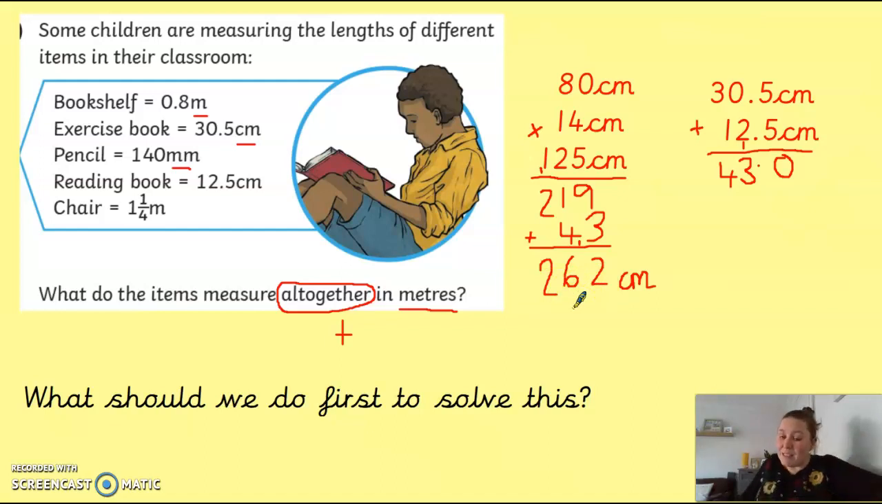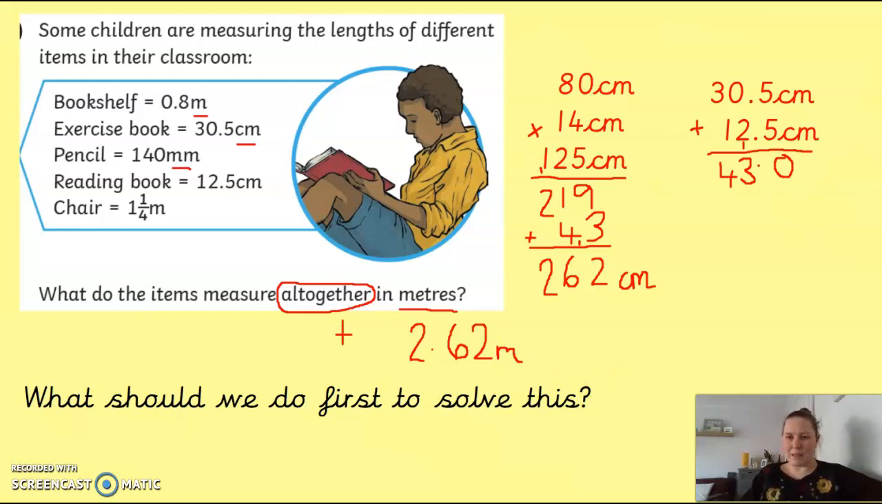Now remember, going from centimetres to metres, we divide by 100. So if I divide by 100, I'll have 2.62 metres. And I can see that 200 centimetres is 2 metres. So I've got the 2 metres and then I've got 62 centimetres more, a little bit more. Okay, it's in between 2 and 3 metres. So that would be my answer.